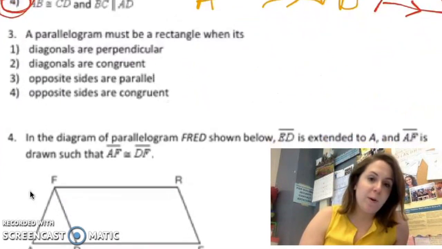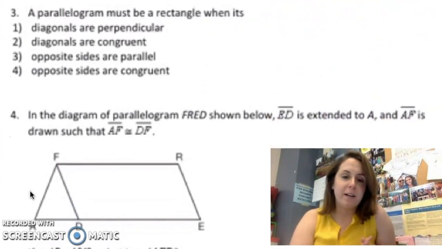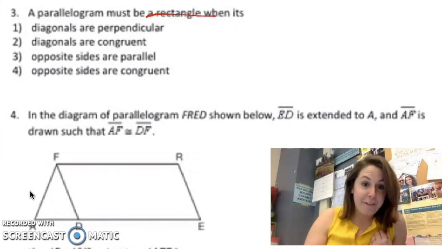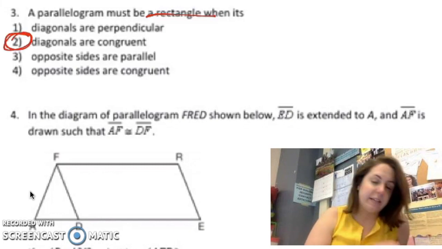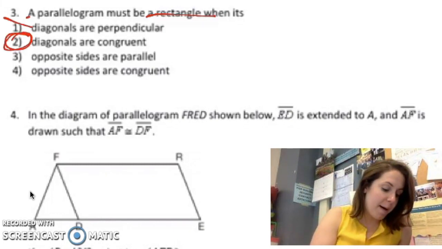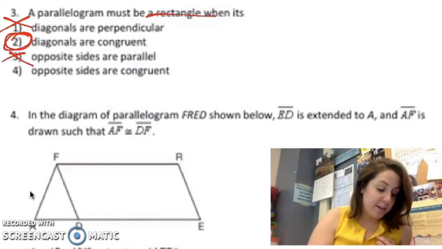All right, next one. Again, you will see this question every year. A parallelogram is a rectangle if diagonals are congruent. Diagonals perpendicular makes it a rhombus. Opposite sides parallel makes it a p-gram, and opposite sides congruent makes it a p-gram.